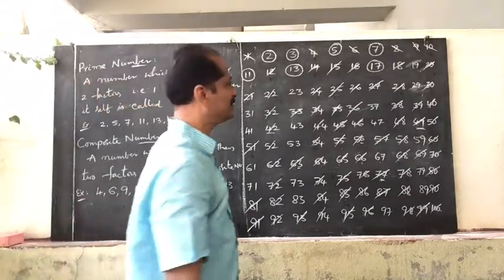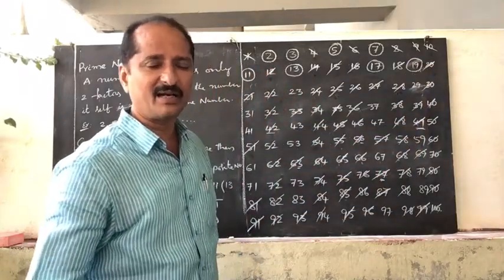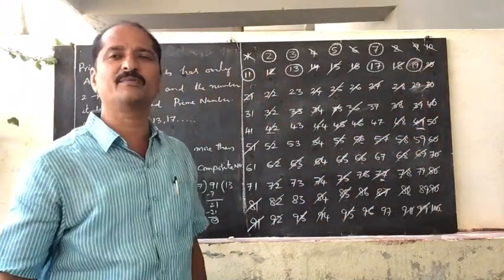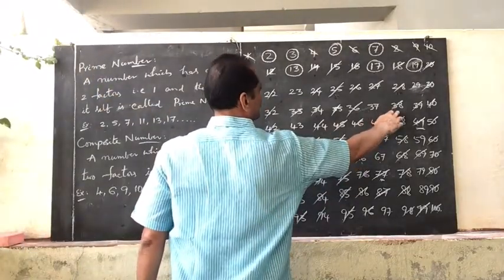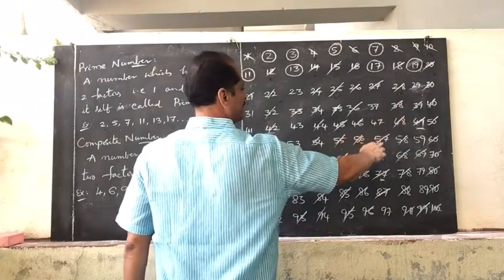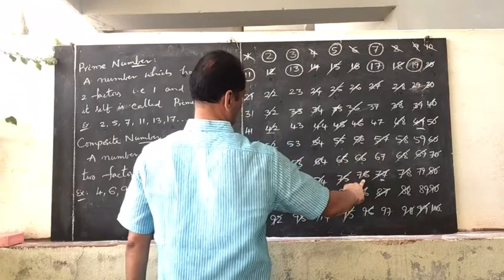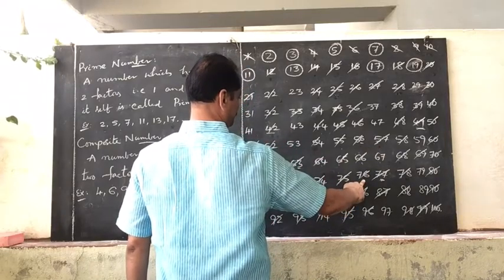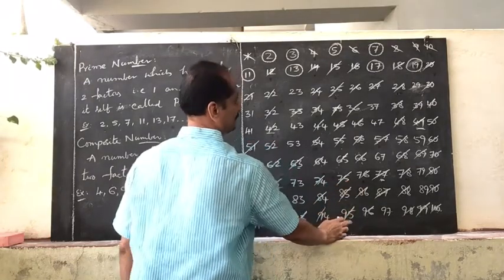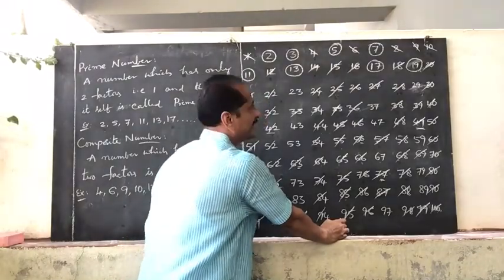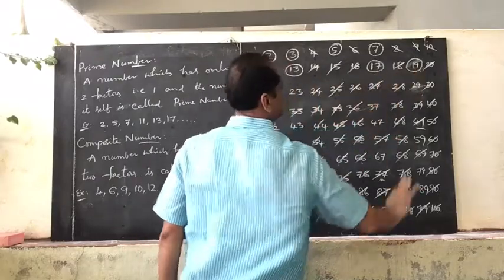Multiples of 19. Because 19 is a prime number, all the multiples of 19 are composite numbers. 19 twos are 38. 19 threes are 57. 19 fours are 76. 19 fives are 95. Okay, that is also completed. So here 11, 13, 17 and 19 we have got.